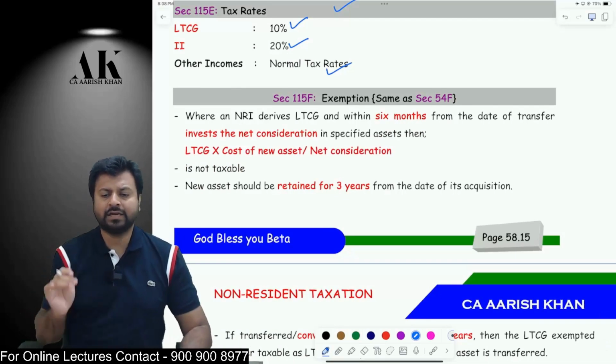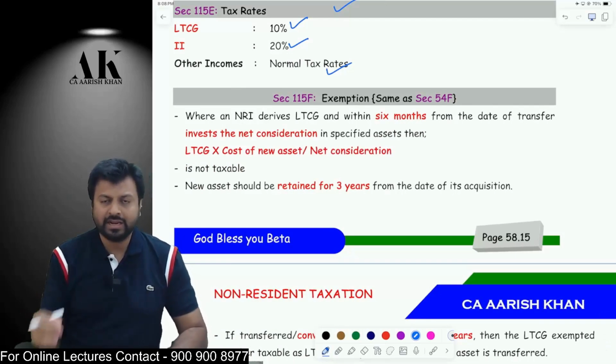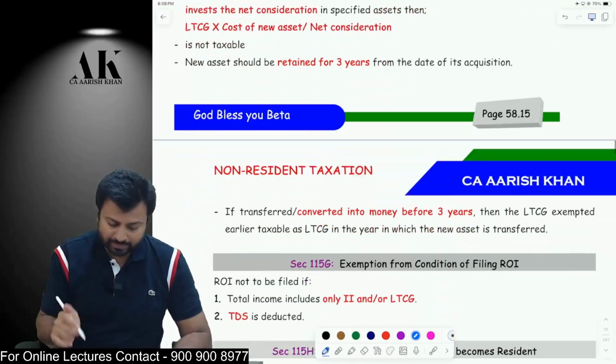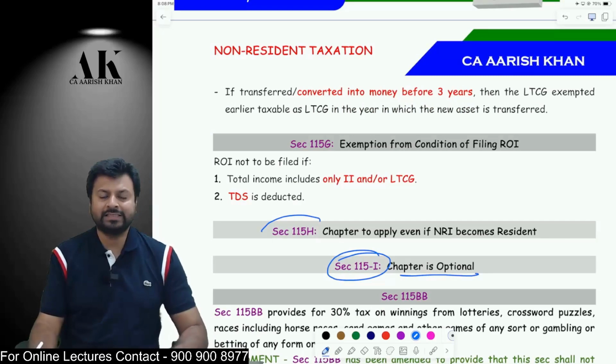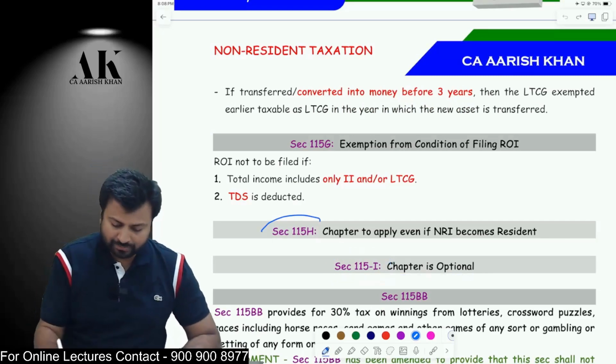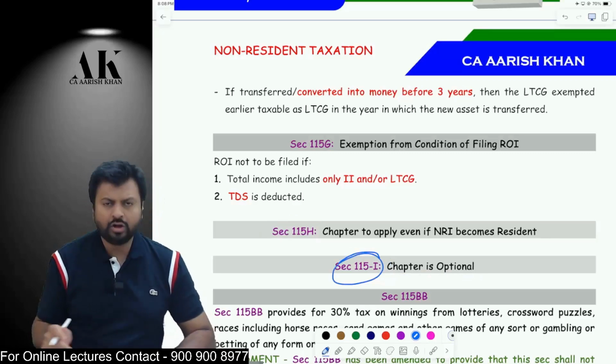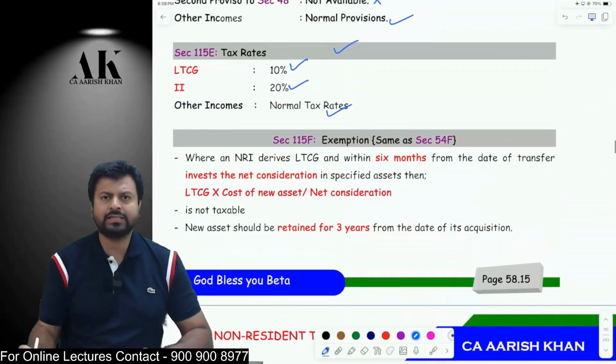Now, one of the biggest advantages of opting for this chapter, because this chapter is an optional chapter. It's not a mandatory chapter. See, 115I says that this is an optional chapter. If you want to opt, you can opt. If you don't want to opt, don't opt. That is absolutely your choice. Okay. Now, what is one of the biggest advantages of this chapter?